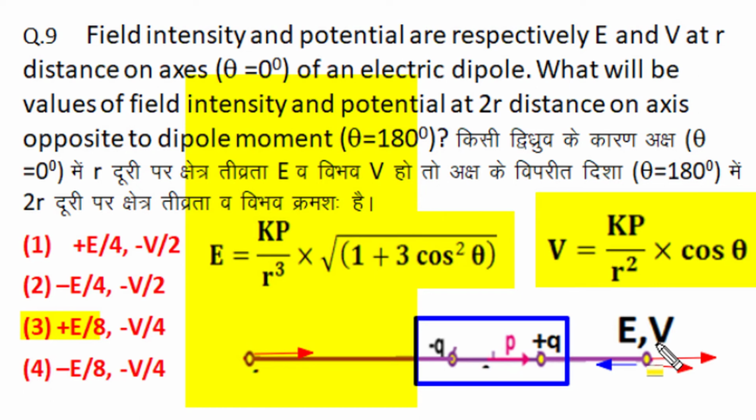So if it is V, then at this position of double distance, potential is inverse of the square of the distance, 1/4 with negative sign, so it is minus V by 4. So option 3 is the right choice here. If the same question is asked for r by 2 distance on theta 0 position, then electric field becomes 8 times of E, and potential becomes 4 times, that is 4V.